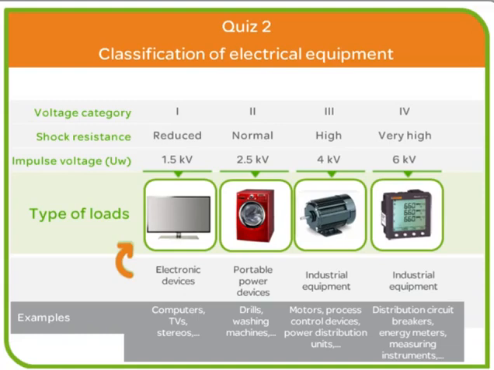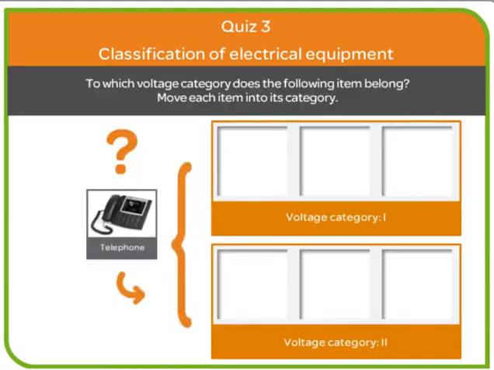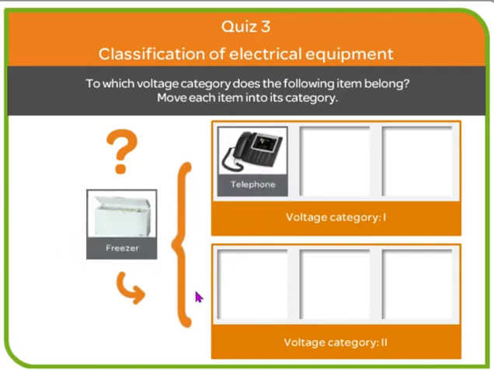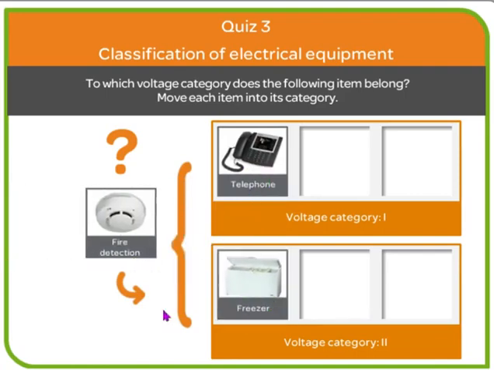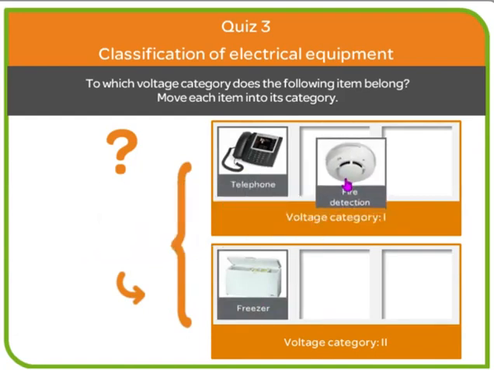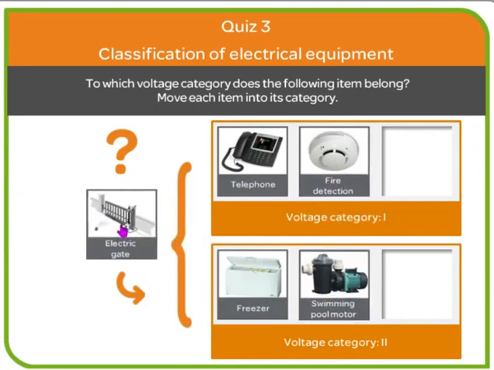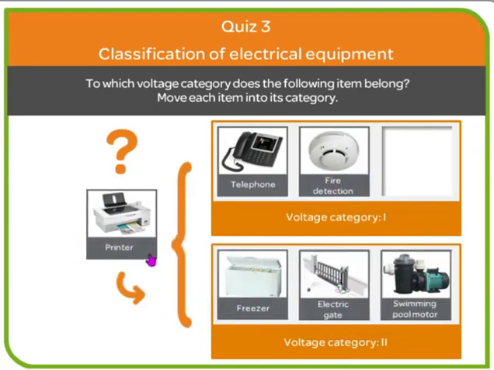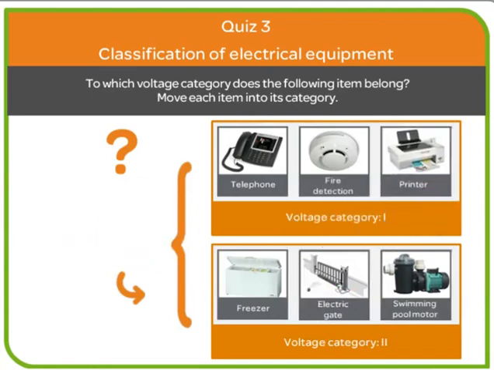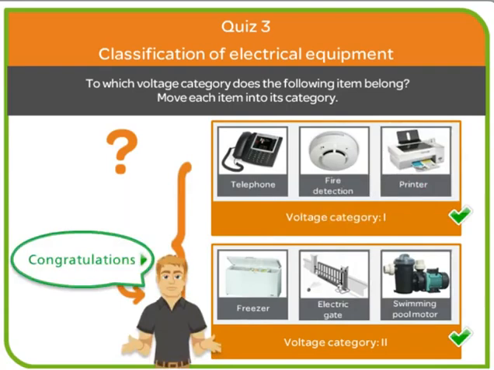Category 4, with a very high tolerance level, 6 kilovolts, is used for distribution circuit breakers, energy meters, and measuring instruments. In your opinion, to which voltage category does the following item belong? Move each item into its category. Congratulations! Good for you!